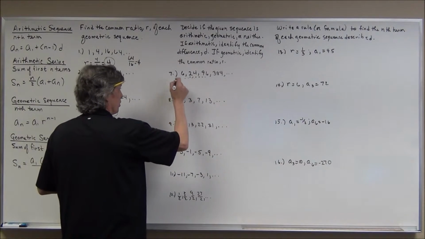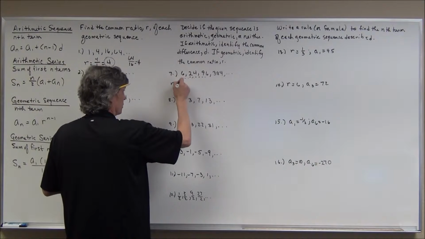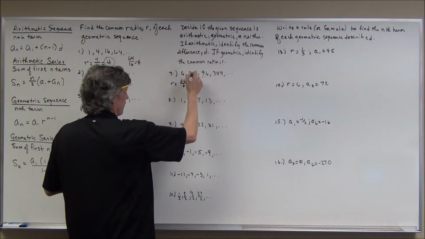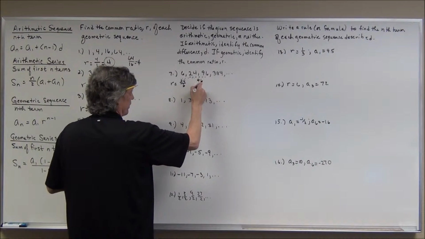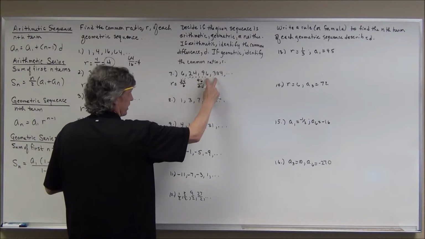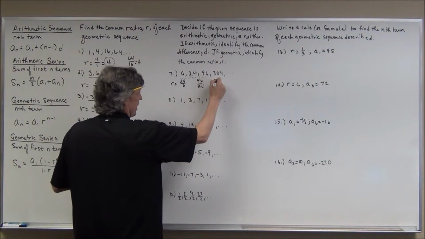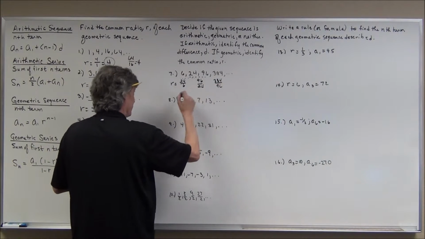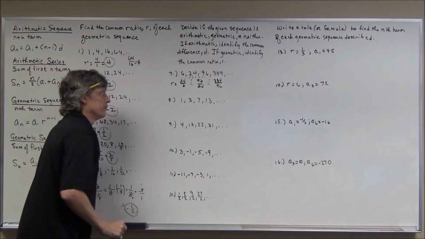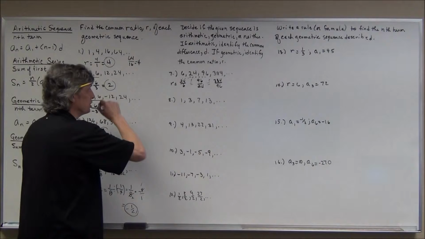My common ratio, if it's geometric, would be the second one over the first one. That would be 24 over 6. Then the second one over the first one here would be 96 over 24. And looking at these two now, that would be 384 over 96. Now if I get the same answer, if these turn out to be equal, I'm good. That means it's geometric.